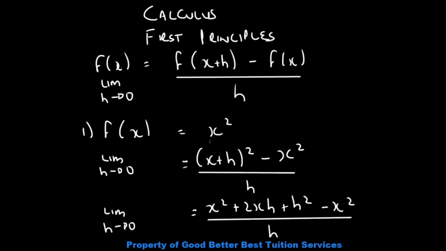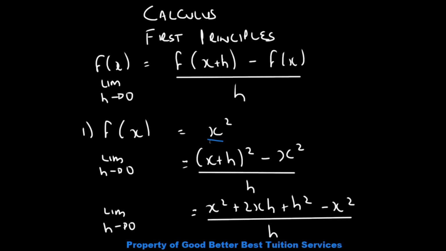So I'd like to look at the first example. We have f(x) is equal to x squared. And normally what happens in a case like this is wherever we see x, we need to replace it with x plus h. So it will be (x plus h) squared.